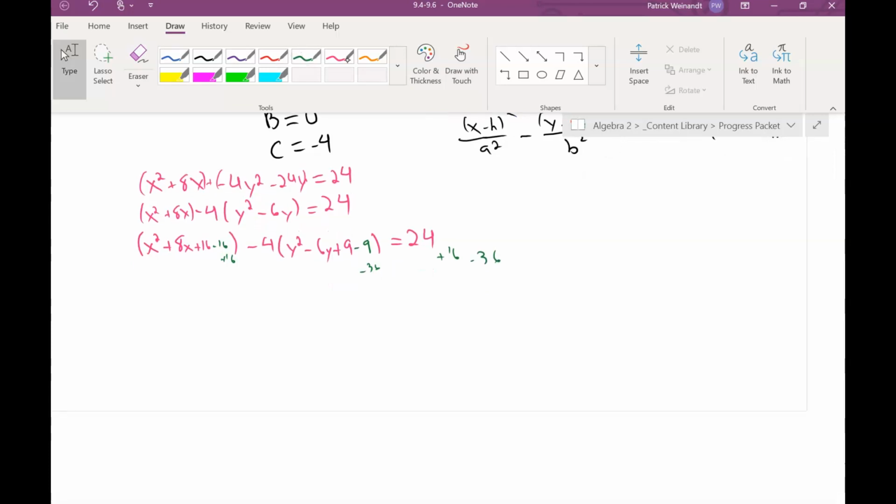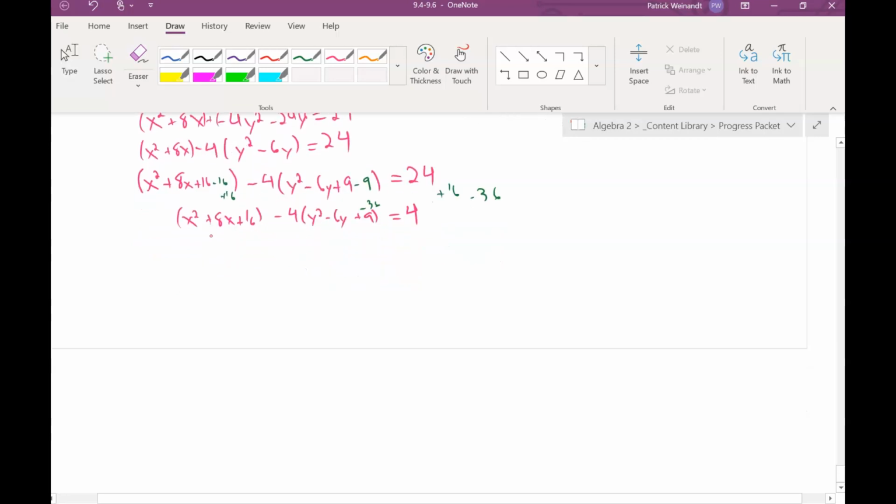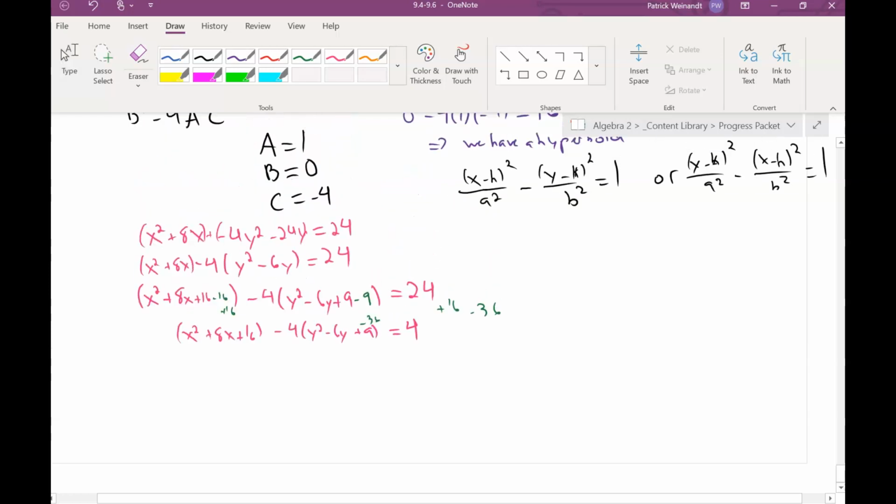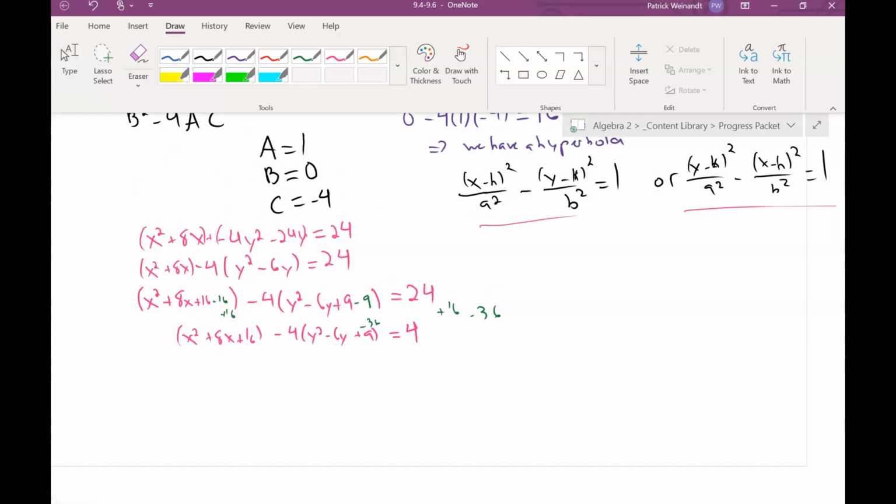So we're going to have x squared plus 8x plus 16 minus 4 times y squared minus 6y plus 9 equals, and then if you do 24 plus 16, well, 24 plus 6 gives you 30, plus 10 is 40, minus 36 is just 4. So we're getting close here. Now we have created factorable things. That's the whole point of completing the square, to create factorable things, which we need to do to get it in this form. And you should recognize which form it is going to be in. The y value is going to be the negative one, so really it's going to be this first one.